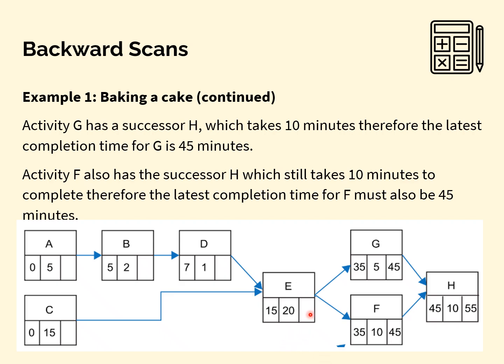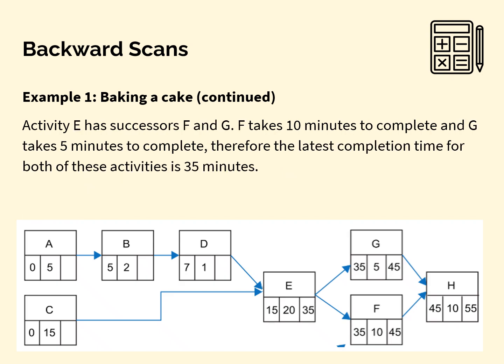Now, activity E has two successors, G and F. So for activity E, what we need to do is find the difference between G's latest end time and duration, and F's latest end time and duration. So 45 take away 5 is 40. 45 take away 10 is 35. So E's latest end time must be 35. We need to take the minimum of these. The minimum is what we put in E's latest end time.